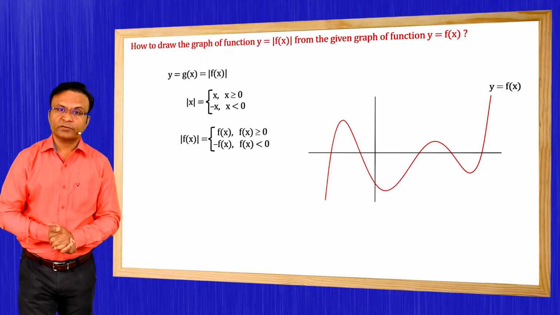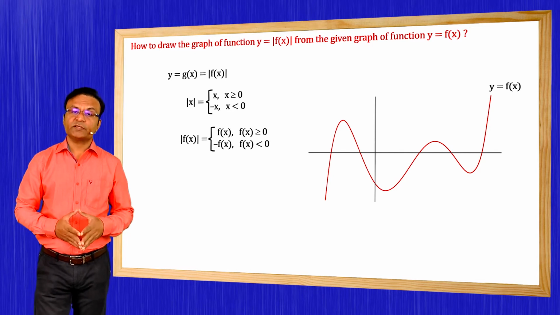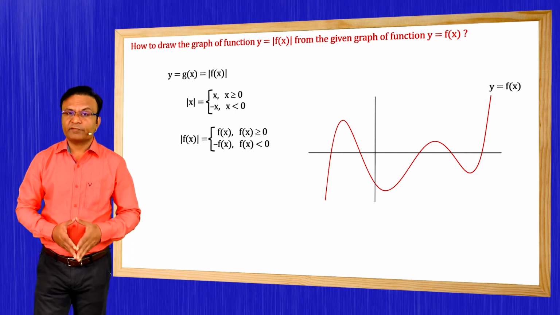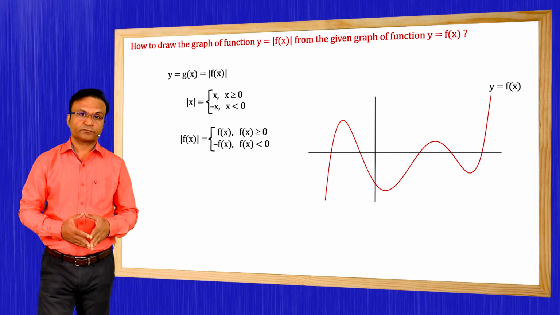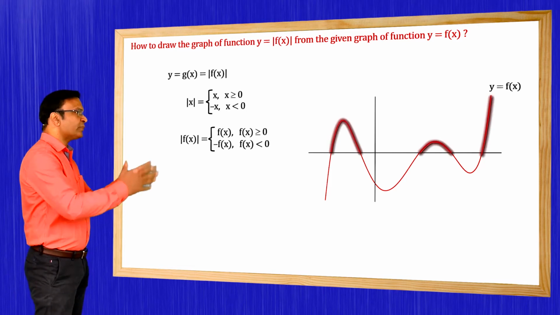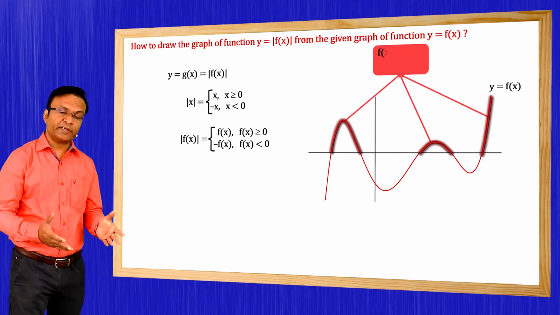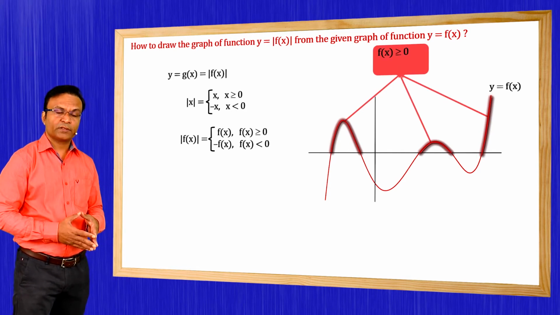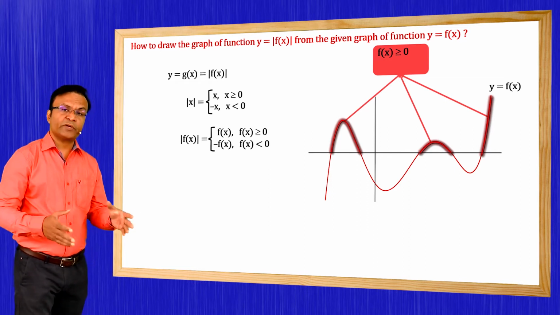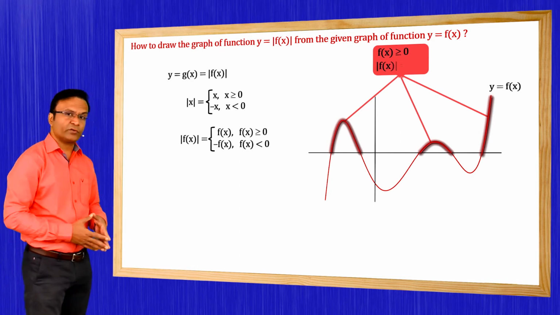ग्राफिकली इसका मतलब क्या हुआ? इसका मतलब ये हुआ कि y is equal to fx and y is equal to mod fx का ग्राफ सेम होगा जब fx का वैल्यू ग्रेटर देन और इक्वल टू 0 होगा. Now look at the figure. These parts of the graph are lying above x-axis where fx is greater than 0. I am also including the points where fx is equal to 0. These points are lying on the x-axis. So I am considering fx is greater than or equal to 0.